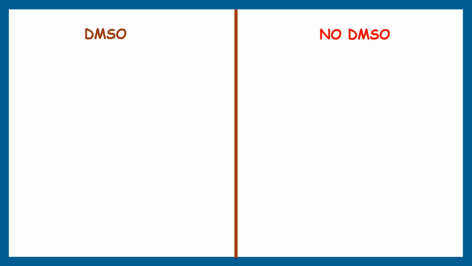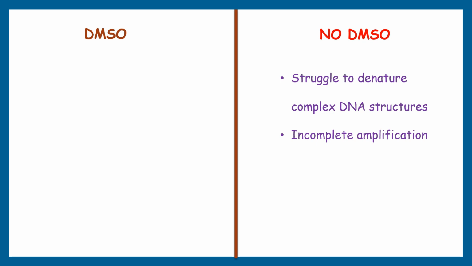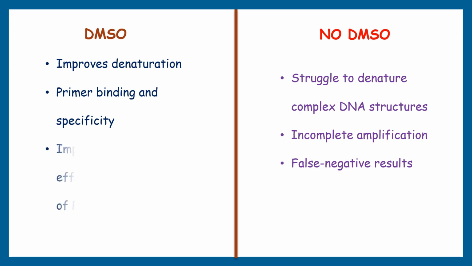Now let's compare PCR with or without DMSO. A PCR reaction without DMSO may struggle to denature complex DNA structures, resulting in incomplete amplification or false negative results. In contrast, the inclusion of DMSO improves denaturation, primer binding, and overall efficiency of the PCR reaction. DMSO enhances DNA denaturation and overcomes secondary structures, improves primer binding and specificity, and increases the overall efficiency and reliability of the PCR reaction. So that's the major role of DMSO in PCR.